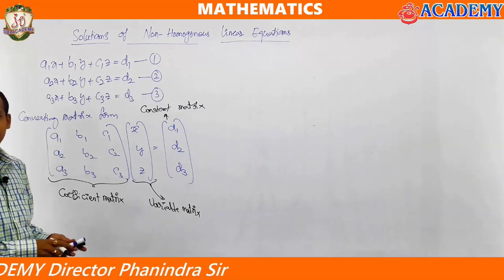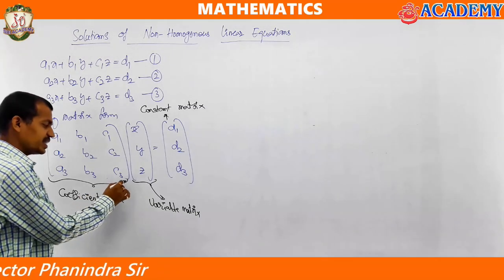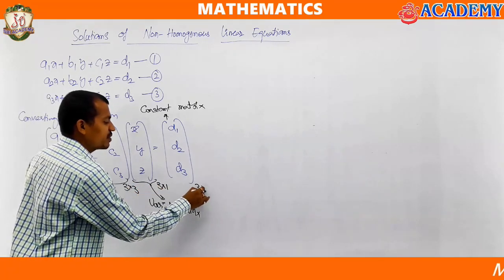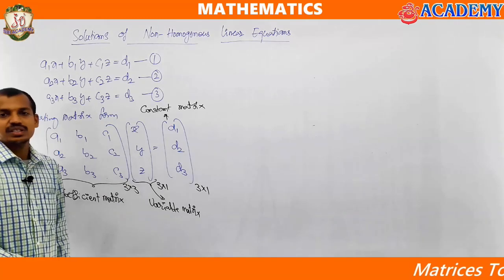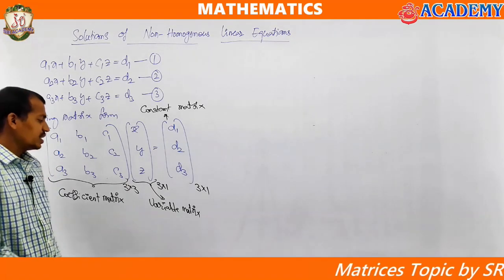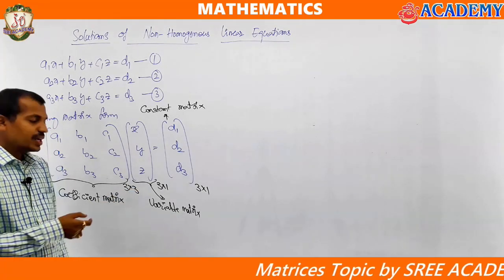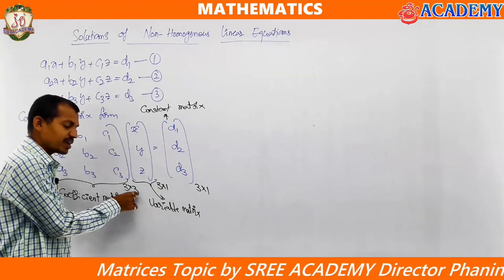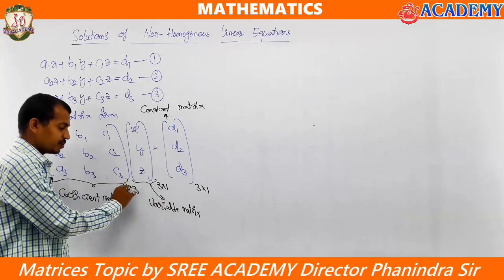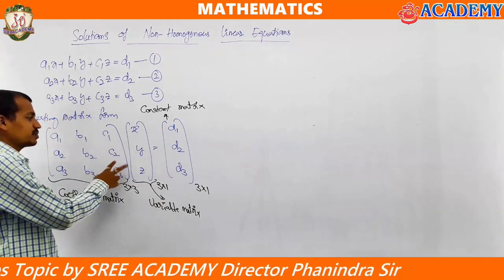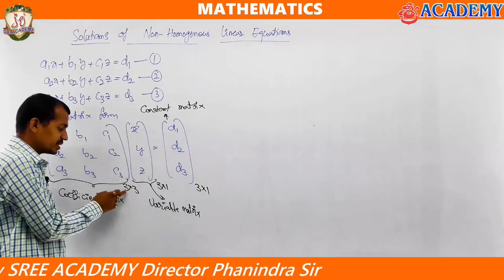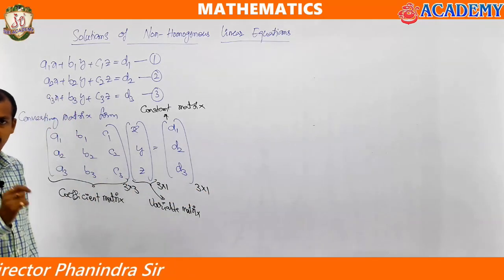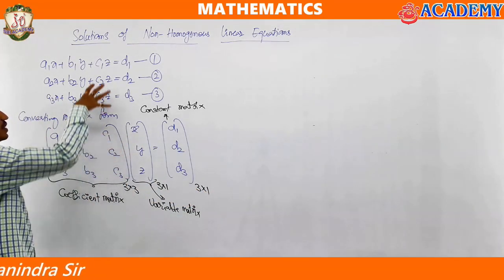Applying the properties of matrices, this is a 3 by 3 matrix, this is a 3 by 1 matrix, and this is a 3 by 1. To multiply two matrices, what condition must be satisfied? The number of columns of the first matrix should equal the number of rows of the second matrix. Here the number of columns is 3 and the number of rows is 3, both are equal. That's why matrix multiplication is possible. The resultant matrix has the number of rows of the first matrix by the number of columns of the second, that's why 3 by 1. If you multiply these two matrices, you will get these three equations.